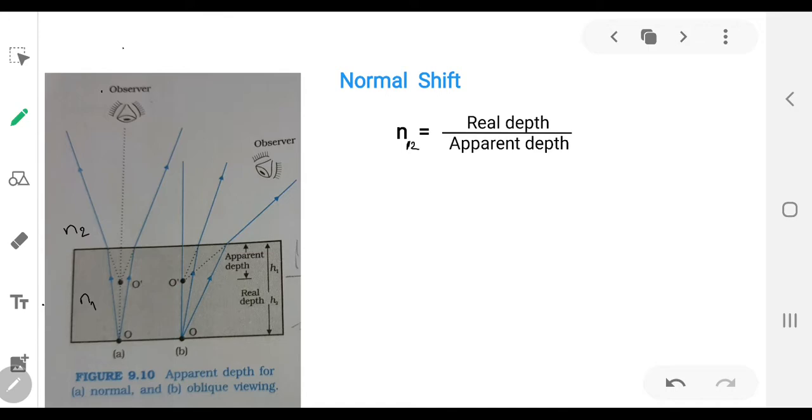A shift occurs in the position of the object when the object is in one medium and the observer is in the other medium. Then there occurs an apparent shift in the position of the object. This is called normal shift. So here you can see, suppose this is the denser medium and there is some object in the denser medium and the observer is in the rarer medium.